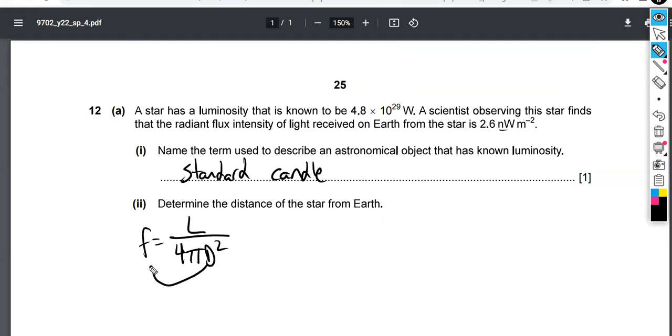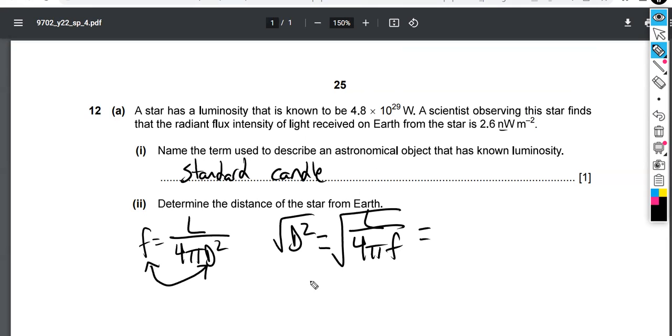So I'm going to change spots, the d squared and the flux over here. The old 1-2 algebra switcheroo. And then take the square root of both sides. So I've got the distance here, the thing I want to know, equal to the luminosity over 4 pi times the flux raised to the 1/2 power, right? Same thing as taking a square root.